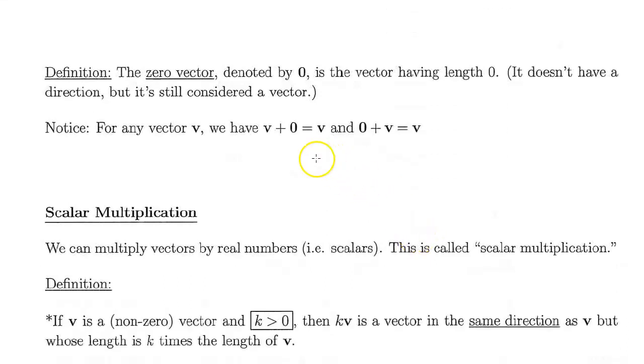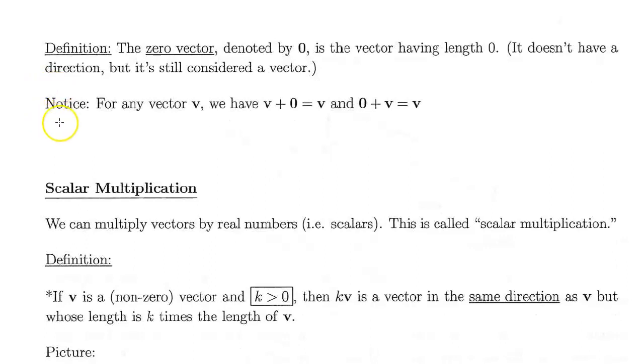Okay, now the zero vector, denoted by a boldface 0, is the vector having length 0. It doesn't have a direction, but it's still considered a vector. So the zero vector is the only vector that doesn't have a direction. But it's still considered a vector. So notice for any vector V, we have V plus the zero vector is equal to V, and the zero vector plus V is equal to V.